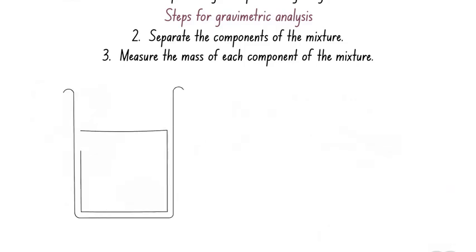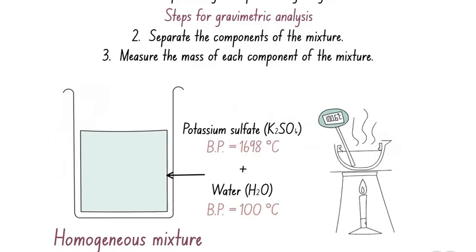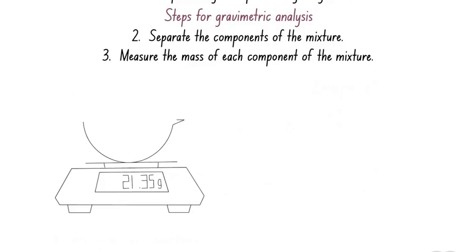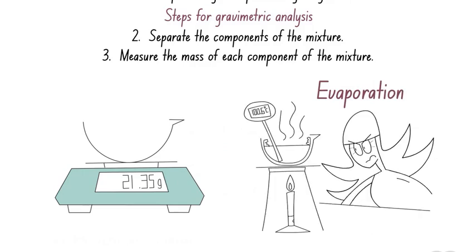At this point, Long Jane Silver returns to the filtrate, which is a homogeneous mixture of potassium sulfate and water. Since potassium sulfate has a much higher boiling point than water, she can isolate the crystals by evaporation. She measures the mass of an empty evaporating basin, then pours the filtrate into the basin and allows the water to evaporate. To speed up the process, she heats the solution with a Bunsen burner.